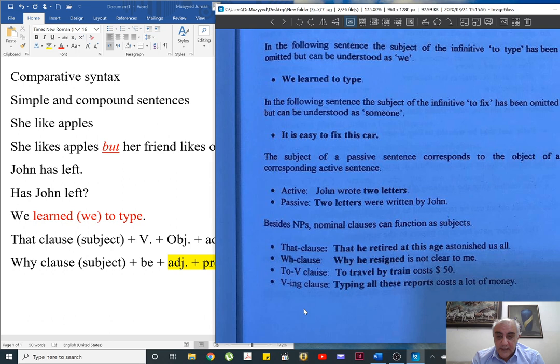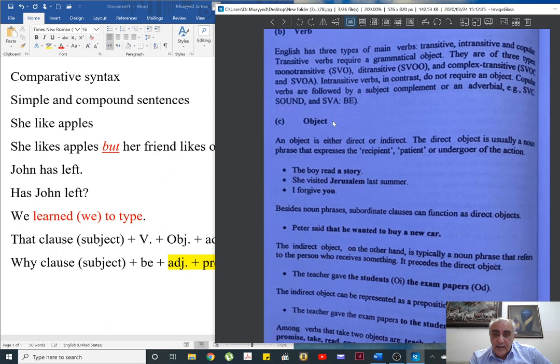Now أو gerund هاي يسموها gerund. Gerund اللي هو verb with ing. Typing all these reports. طبعا الverb هنا هو cost وهنا أيضا cost. وهذا cost $50. $50 اللي هو الobject. Cost a lot of money. A lot of money here is the object. Okay. So this is the sentence in English. This is we are talking about the subject.